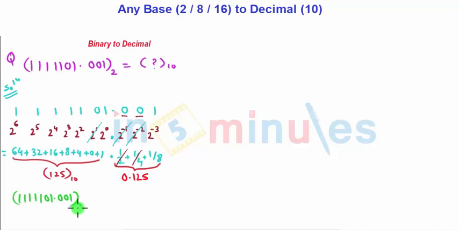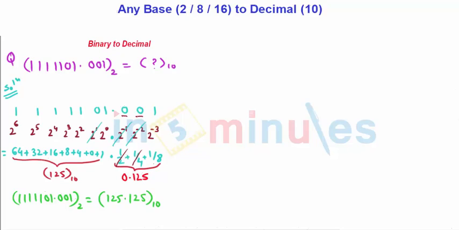So this is the conversion for binary to decimal number system, and you can easily write down that 1111101.001 in binary corresponds to 125.125 in decimal. The same rules can be followed for base 8 and base 16. If you want to convert an octal number to decimal, all the 2s in this line will be replaced by 8, and the rest of the procedure is the same.